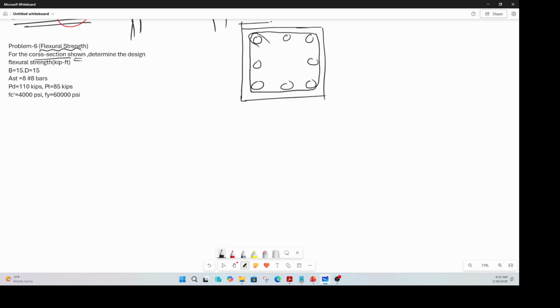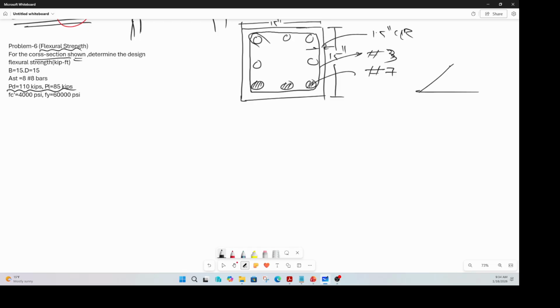The dimension is 15 inches, so this dimension is 15 inches. The clear spacing from there to there is 1.5 inches clear. The diameter of the main bars is number 7, and there are 8 such bars. The stirrups are number 3. And interestingly, this column is subject to a dead load and a live load.